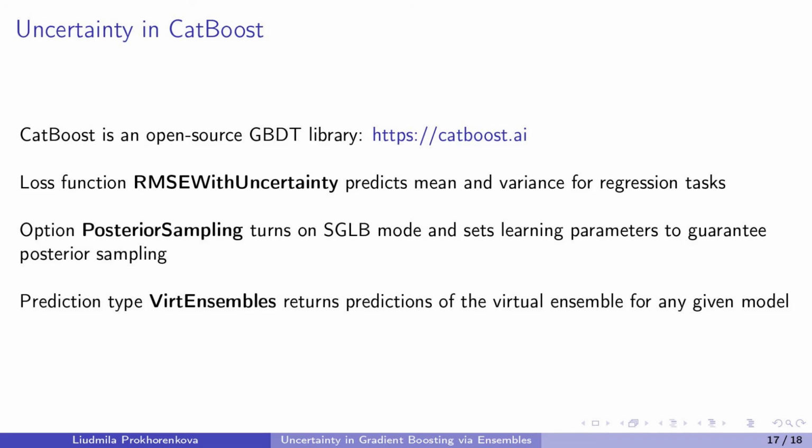If you are looking for the easiest way to estimate uncertainty with your gradient boosting model, you can try CatBoost, an open-source GBDT library. CatBoost has several tools for quantifying predictive uncertainty. First, the loss function RMSEWithUncertainty predicts the target's mean and variance for regression tasks. Second, there is an option posterior sampling that turns on SGLB mode and sets learning parameters to guarantee the posterior sampling. Finally, there is a prediction type VirtEnsembles that allows getting the predictions of the virtual ensemble given only one trained model.